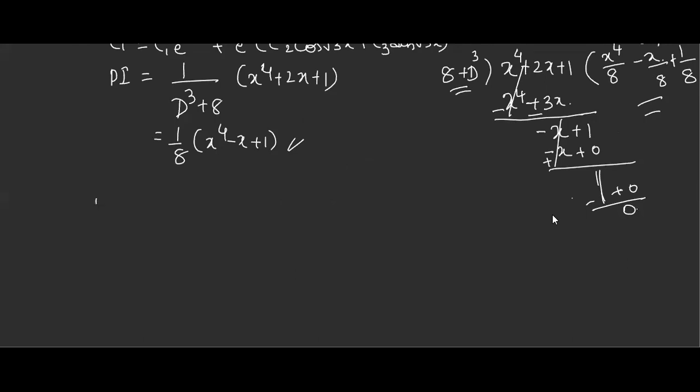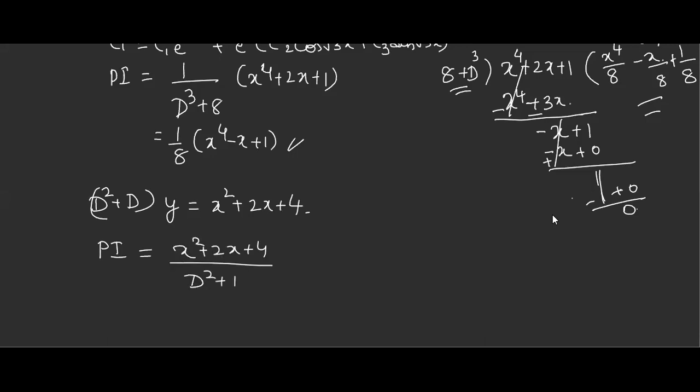Anybody remembers? It is D square plus D operating on y is equal to x square plus 2x plus 4. Correct? I'll explain the PI part. How to write PI? Again, this is x square plus 2x plus 4 divided by D square plus D. Let us go for the division method. Which term will come in the divisor first? Isn't it D? What do I have to write? X square plus 2x plus 4.